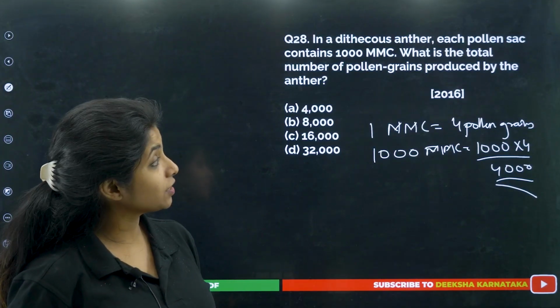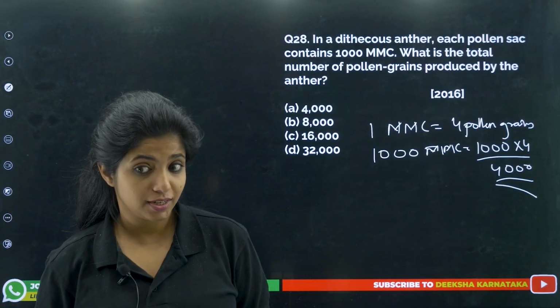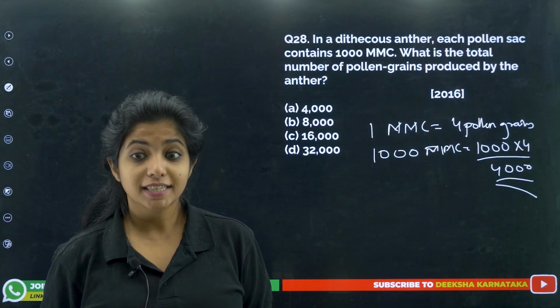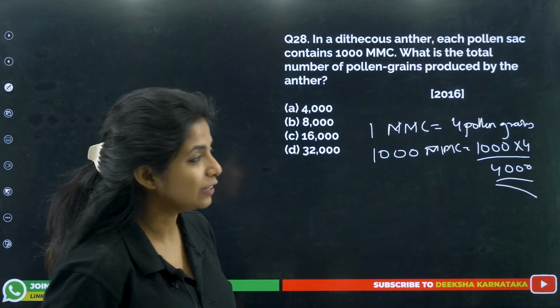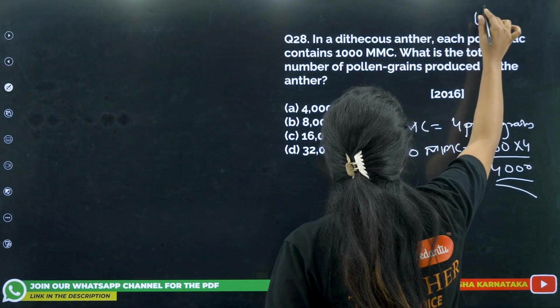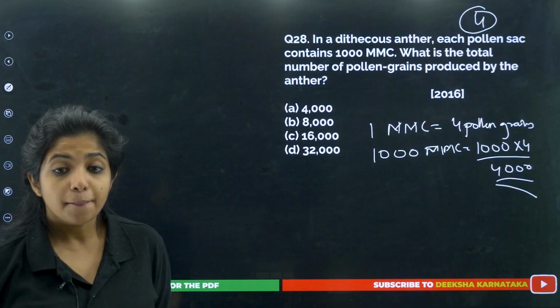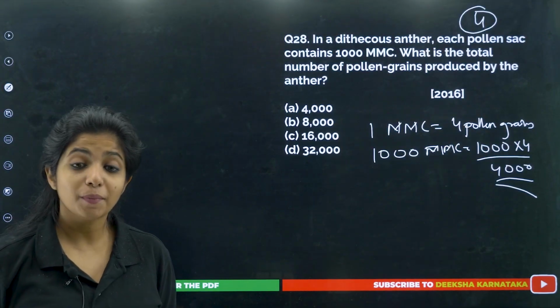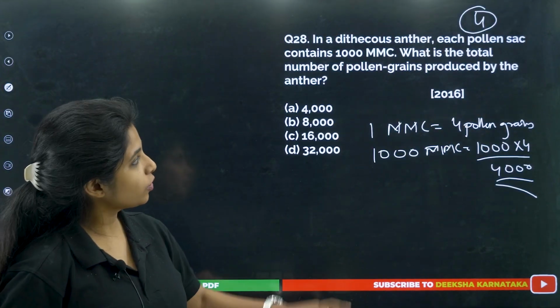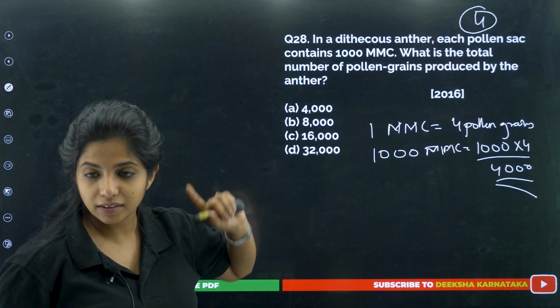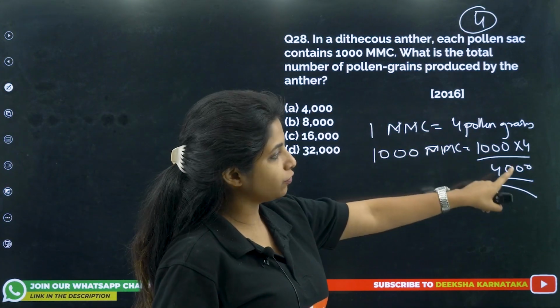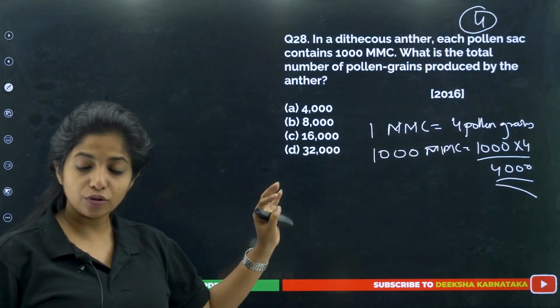In a dithecous anther, each pollen sac is mentioned. And how many pollen sacs do you have, children? You have 4 pollen sacs. Pollen sac, as in you're talking about microsporangia. You have 4 of them. So in each of the 4, you are having 1000. So 1000 into 4 is 4000. Agreed.